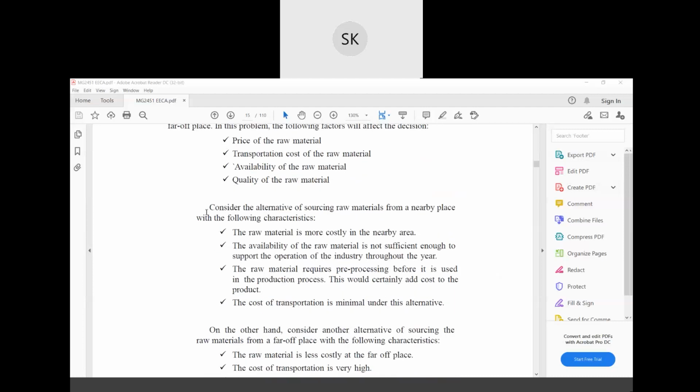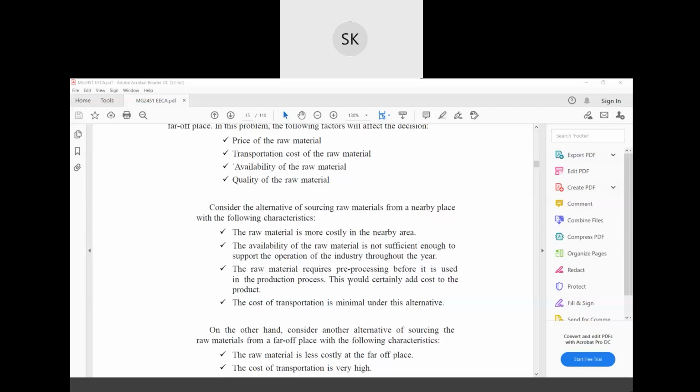So, consider the alternative of sourcing raw materials from nearby places with the following characteristics. It is more costly in the nearby area. If you purchase raw material from the nearby area, it will cost you more. The availability of the raw material is not sufficient to support the operation of the industry throughout the year. So you are not getting the raw materials throughout the year for your operation.